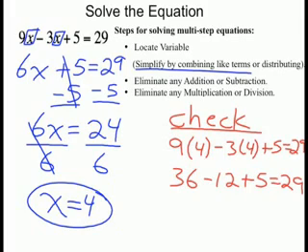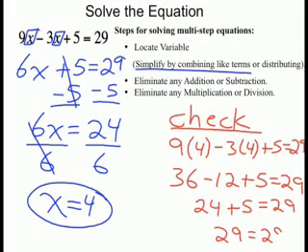36 minus 12 is 24. So we have 24 plus 5 equals 29. 29 equals 29. So 4 is a solution.